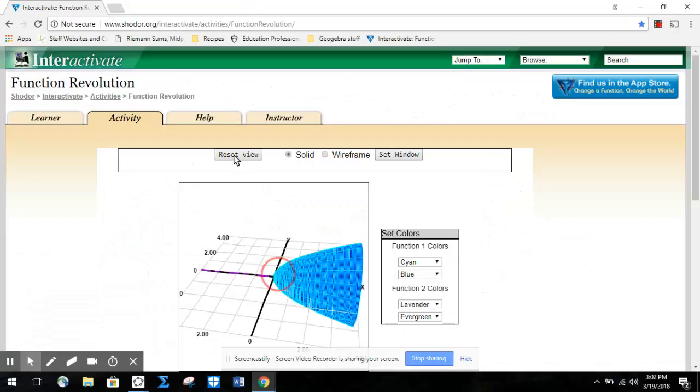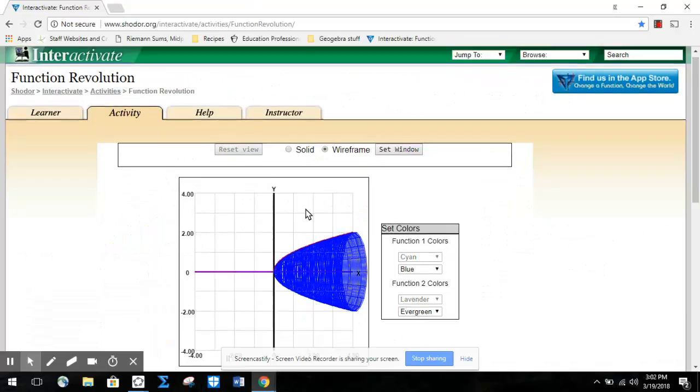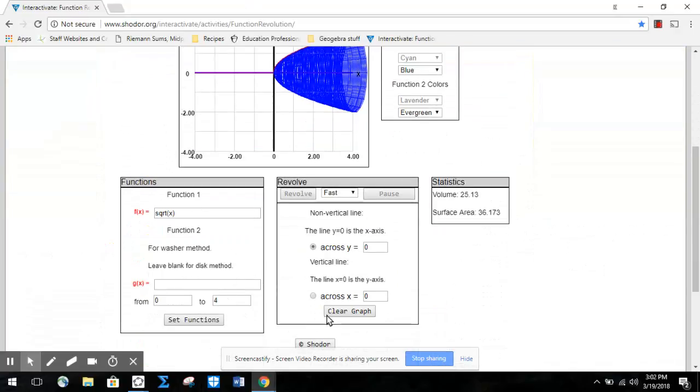Now, the other important thing to remember about this is what you end up having. If I go back to my functions, clear my graph, and go back to this 4 minus x squared, I'll go from -2 to 2 again.